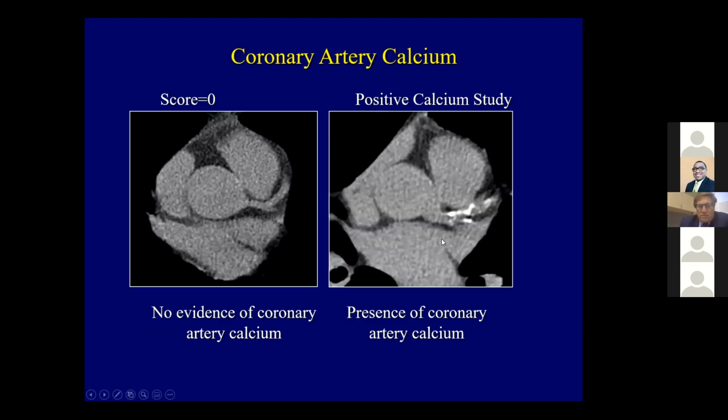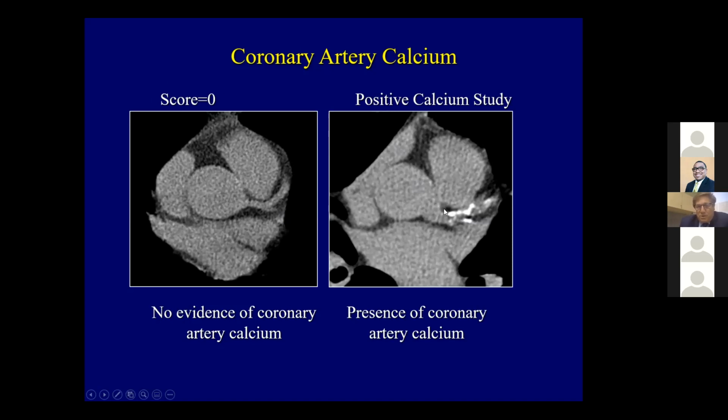So this is one slice of a study. The slices are taken throughout the heart. Here's our left main. If all of the slices look like this, it would be a calcium score of 0. This patient has calcification of the left main and LAD, and I'll show you how the calcium score is calculated. But one of the big divides in the road is: is the score 0 or higher than 0?